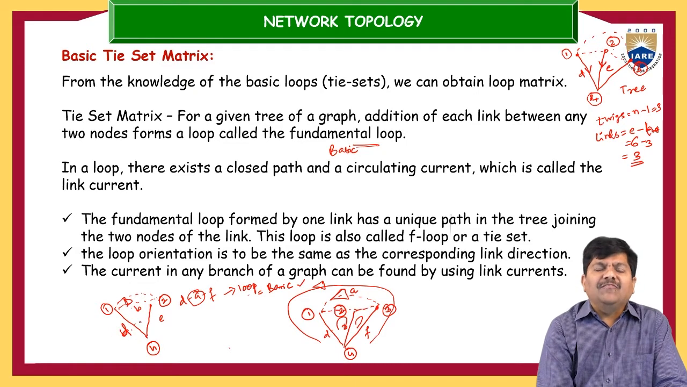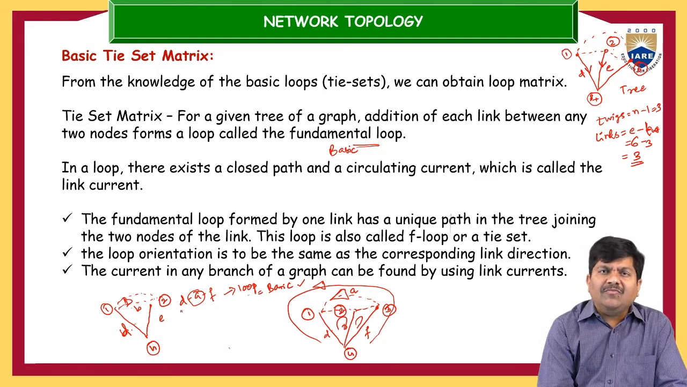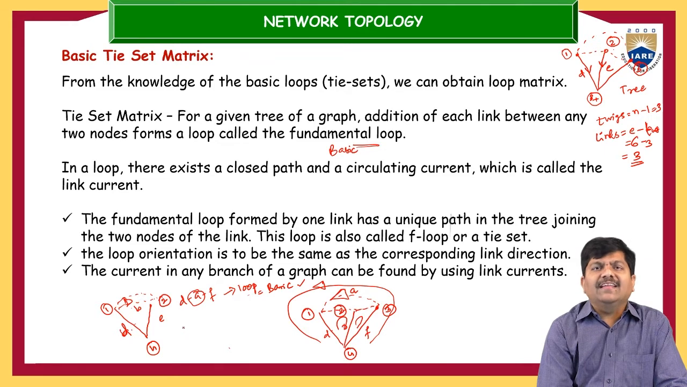Now after that, how are we going to ensure whether that loop is a basic loop or not? You have to examine all the sides of that loop, and if only one branch turns out to be a link, then that would be a basic loop or fundamental loop.